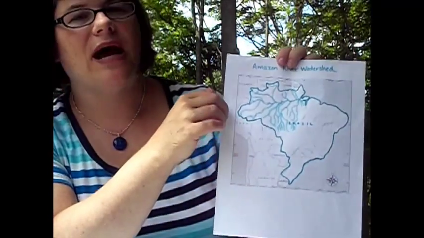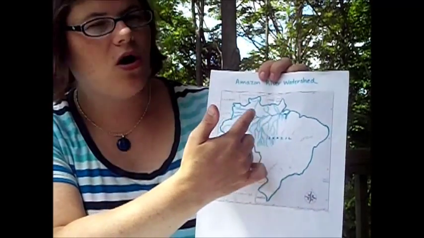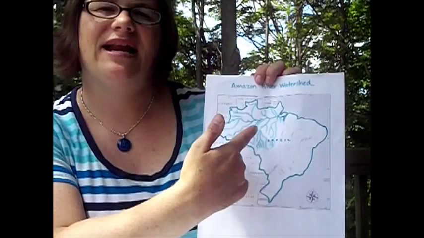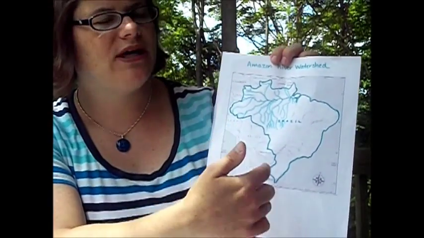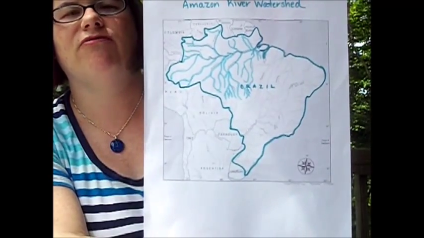Because this week I thought it would be fun to focus on the watershed of the Amazon River. So what I did was I outlined the country in color with a marker, and I drew in all of the lines for the Amazon River and its main tributaries. So it gives you a really good idea of the area of the watershed of the Amazon River Basin.